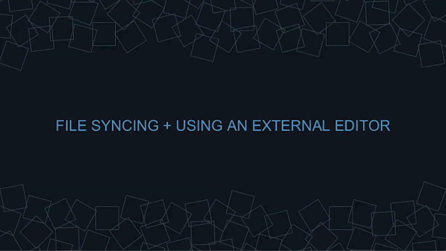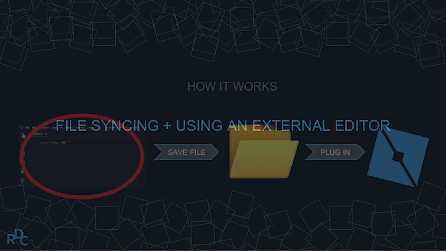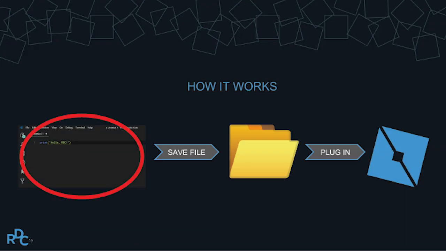But how do we actually use these modern tools? The way we do this is through a technique called file syncing, and we're going to be using an external editor. For this talk, I'm going to be mentioning Visual Studio Code. That's just my editor of choice. You write your code there, you save your file onto your computer, and then you use a plugin to sync the scripts from your computer onto your game, into Roblox Studio. The reason this works is because we cut out the middleman of Roblox Studio entirely. We don't write our scripts in Roblox Studio. Already, if you're just doing this, you've solved a big problem in Roblox development.